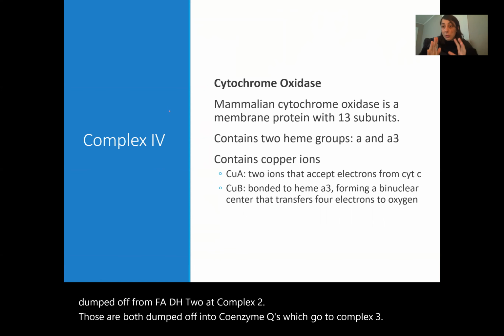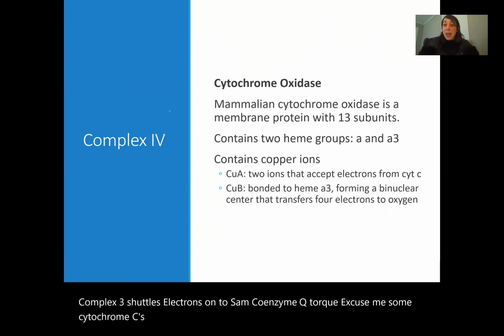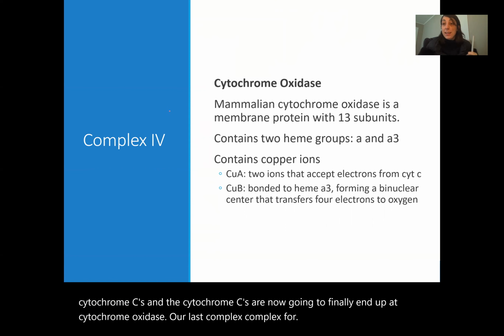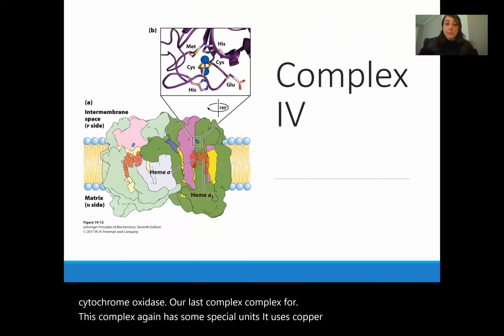Complex 3 shuttles those electrons onto some cytochrome Cs. And those cytochrome Cs are now going to finally end up at cytochrome oxidase, our last complex, complex 4. This complex, again, has some special units. It uses copper in it to do its job.